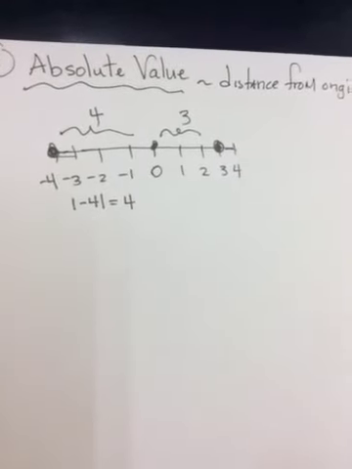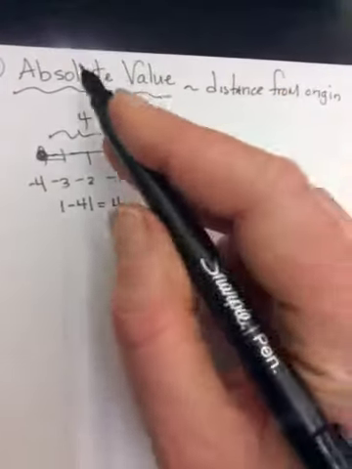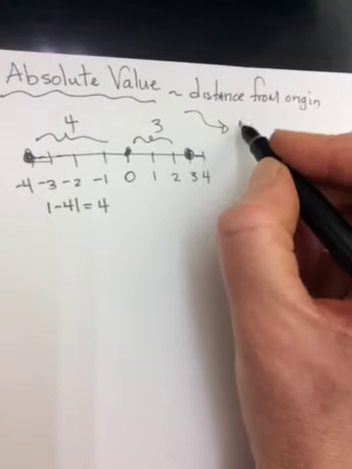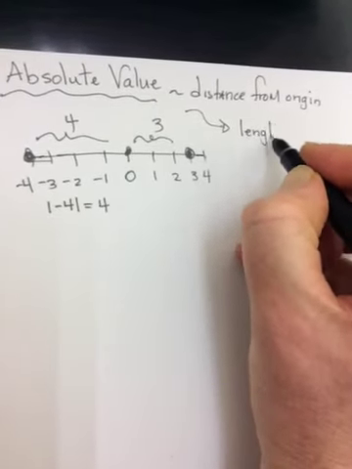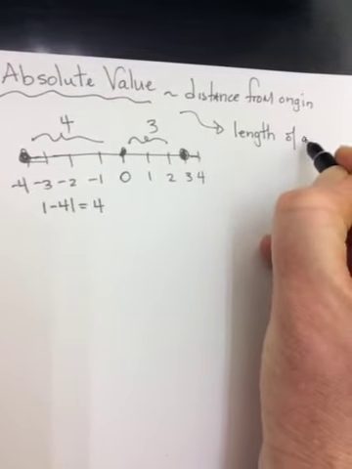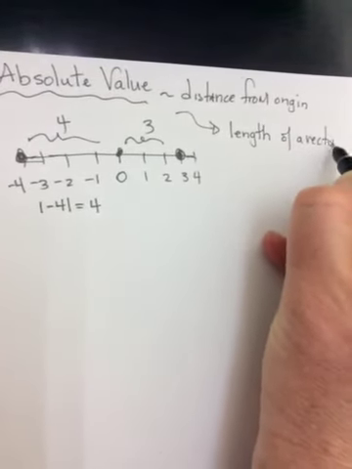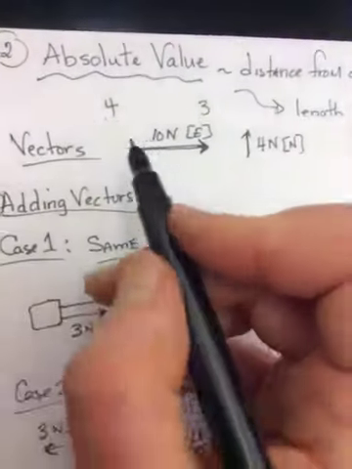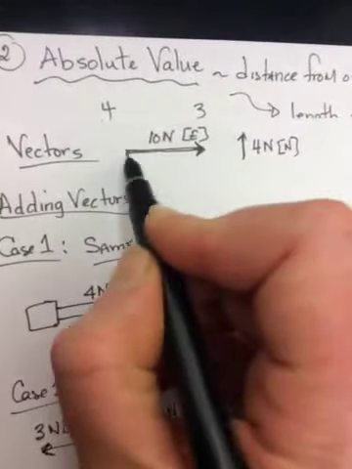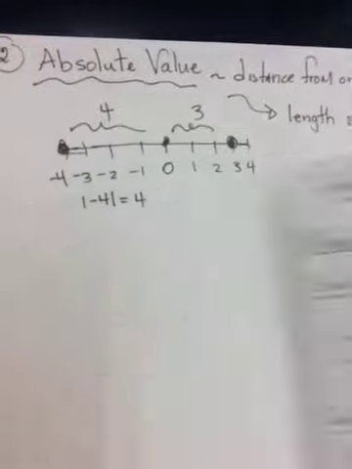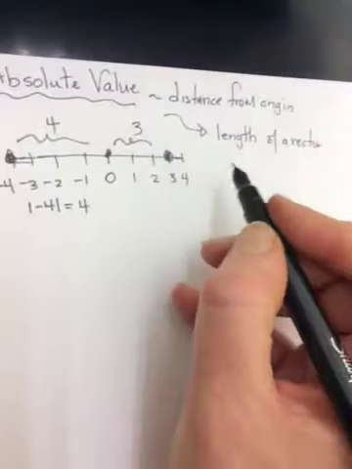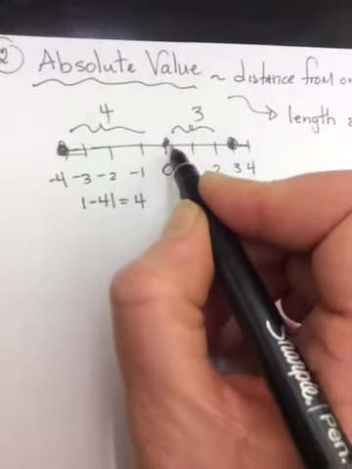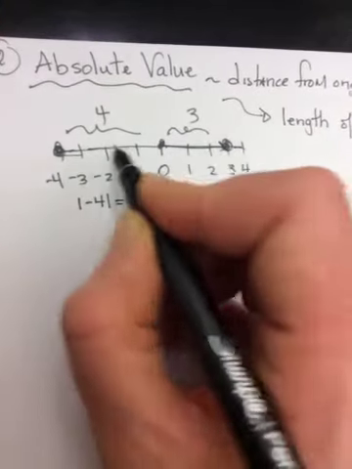Okay? Now for a vector then, if we were to talk about a vector, really then the absolute value of a vector is just its length. The length of a vector. Not what direction it's going in, just how long that shaft was. Remember earlier I had said this shaft is the length of the vector. So absolute value then is just the length of the shaft or the length of the vector. So in one dimension then, that's easy, just find its length.